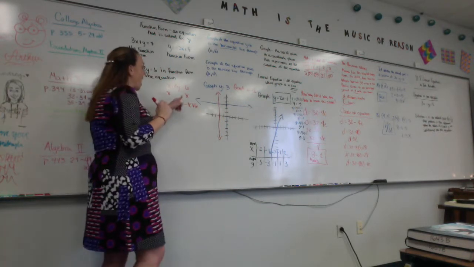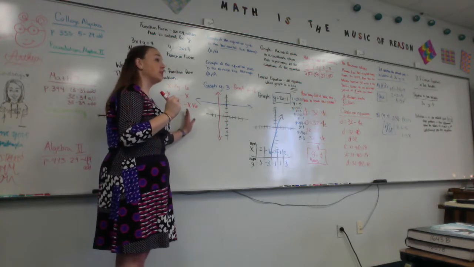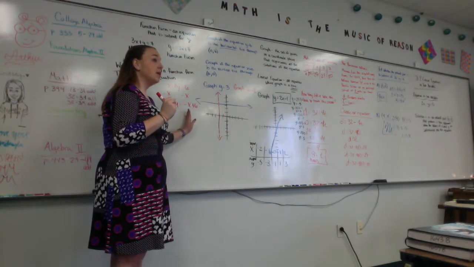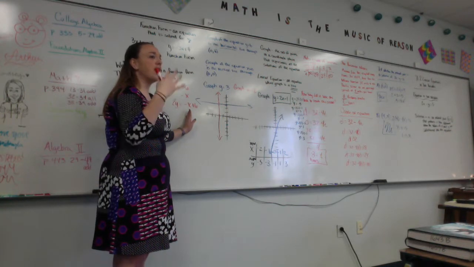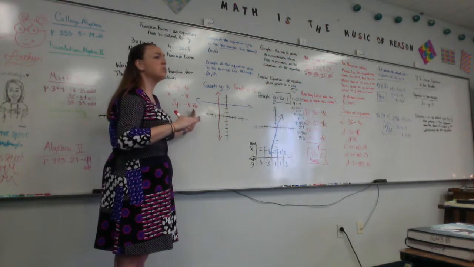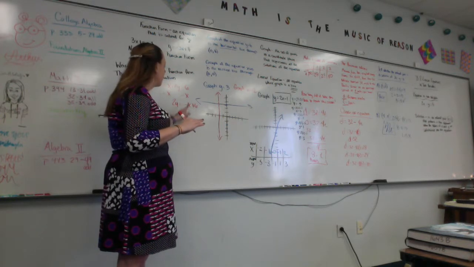Here's the deal. I want you to always put the x first. Okay? Because eventually later on it's going to make more sense if we have x first, because you have to put it in that form eventually. So let's just practice it now. So I'm going to say negative x plus 6.